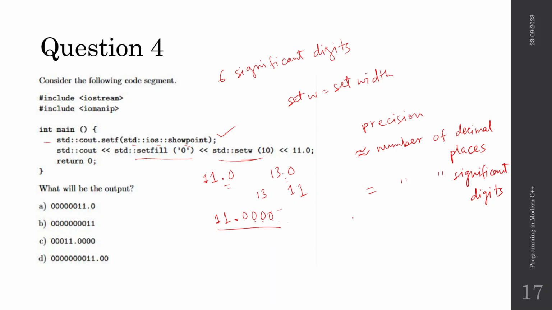So if you have the number 1, then 1 and then 5 zeros will be printed. Okay, so 1 and 5 zeros will be printed, so this will be 6 digits. If you have 11, then 11 and then 4 zeros, so again it will be 6 digits. Okay, and if you have more than 6 digits, then the entire thing will be printed. But if you have less than 6 digits, then a minimum of 6 digits will be printed.